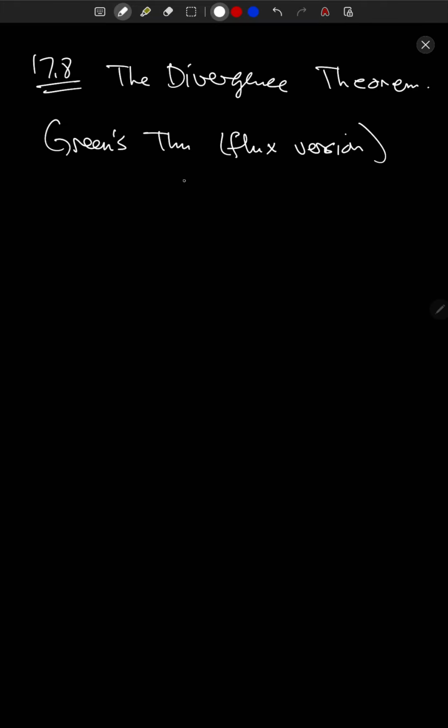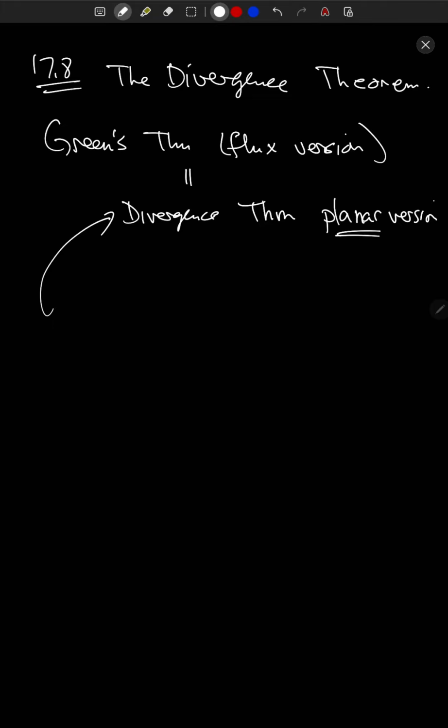All right, so this is actually equal to the divergence theorem, planar version. Okay, so this section 17.8 is actually going to be the divergence theorem, the spatial version, the version for triple integrals for solid regions. Okay, so let's actually write down what we already know.